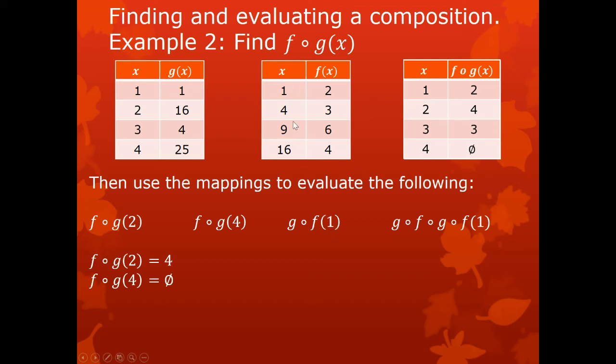So g of f of 1, in this case, we were mapping it in the opposite direction. So f of 1 would give me 2. So for this one, I'm going to take the 2 now, plug that into my g of x function. G of 2 is 16.